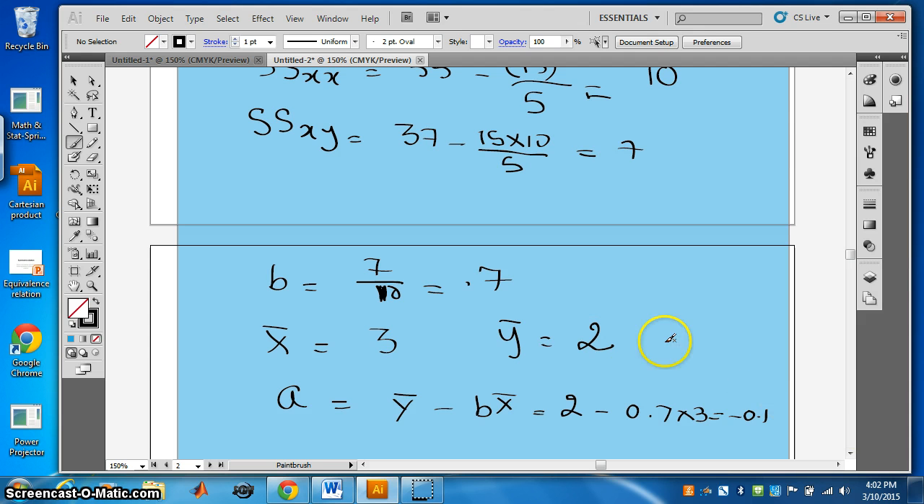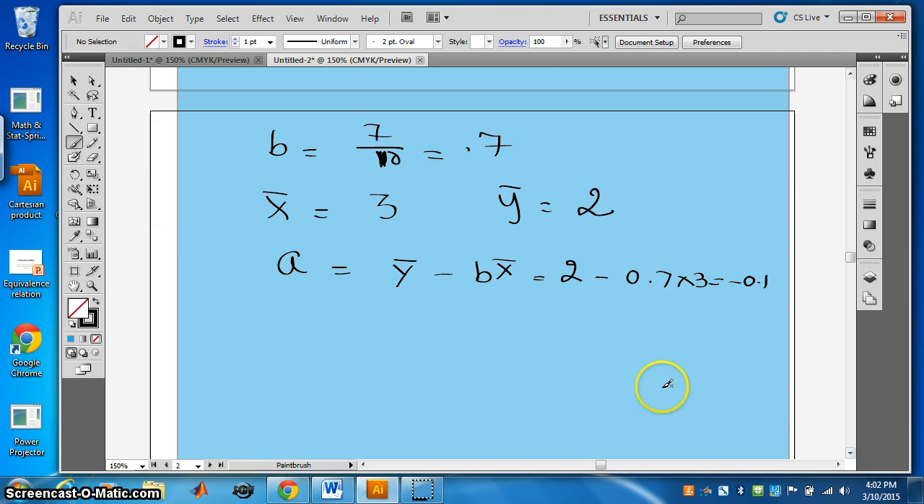B is positive, slope is positive, so the regression line is positive. Now what is our answer? The regression equation is y is equal to a plus bx. That means y equals minus 0.1 plus 0.7x. So this is how we calculate the regression equation.